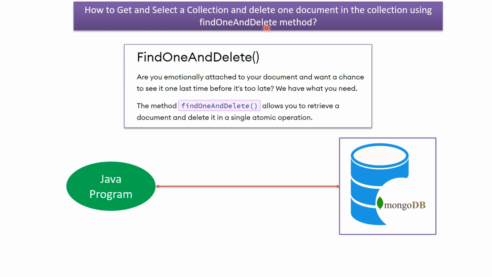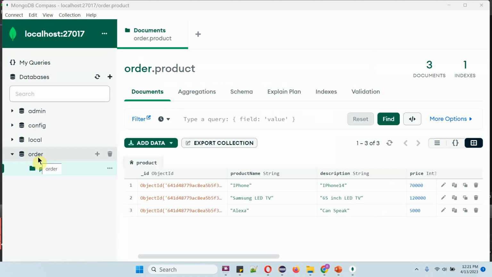In this video tutorial I will explain how to get and select the collection and delete one document in the collection using the findOneAndDelete method. The findOneAndDelete method allows you to retrieve a document and delete the document in a single atomic operation. Here you can see the order database.